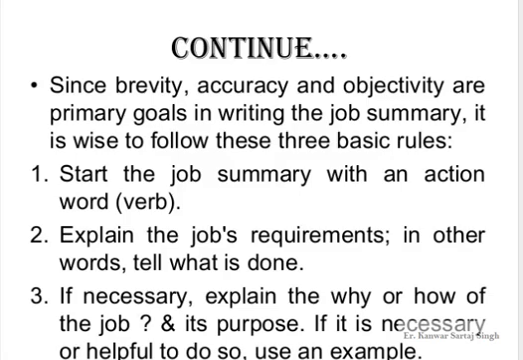Since brevity, accuracy, and objectivity are primary goals in a job summary, it is wise to follow these basic steps. First, start the job summary with an action verb. Second, explain the job's requirements. In other words, tell what is done, what, when, how, where. So all these things have to be included. If necessary, explain the why or how of the job and its purpose. If it is necessary or helpful to do so, use an example also.